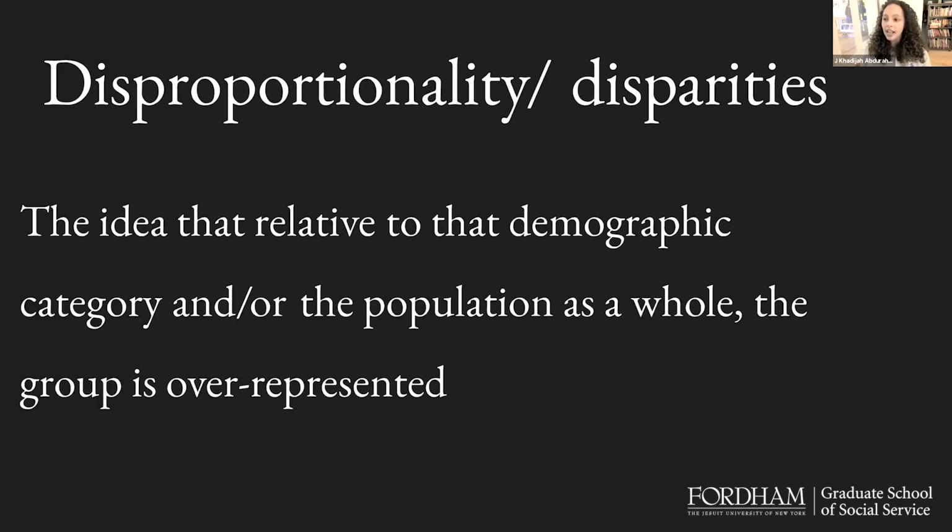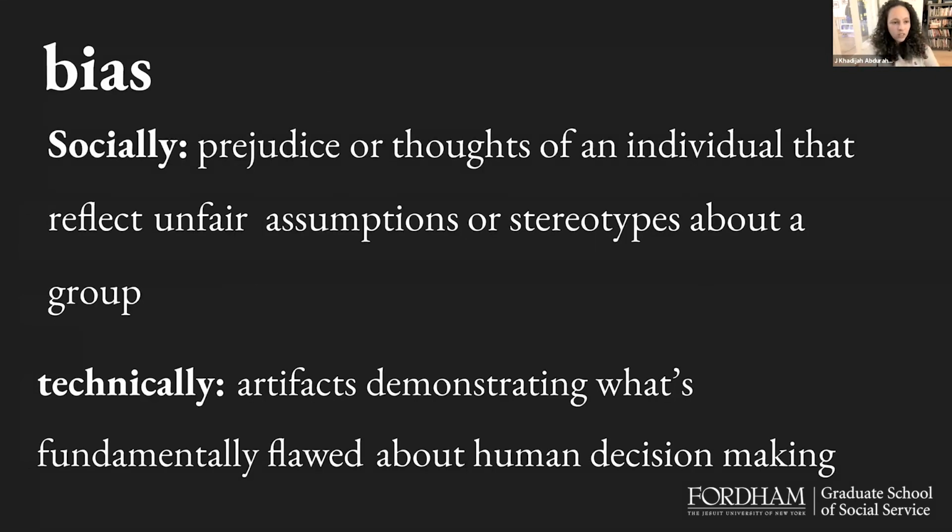So disproportionality and disparities: the idea that relative to that demographic category or the population as a whole, the group is overrepresented. Imagine if I was telling you there's this big problem with people being stabbed to death. And then I'm like, oh, but there are too many Black people being stabbed relative to the population. Let's make sure that Black people and white people are evenly stabbed to death. Like, this is not a desirable outcome to me.